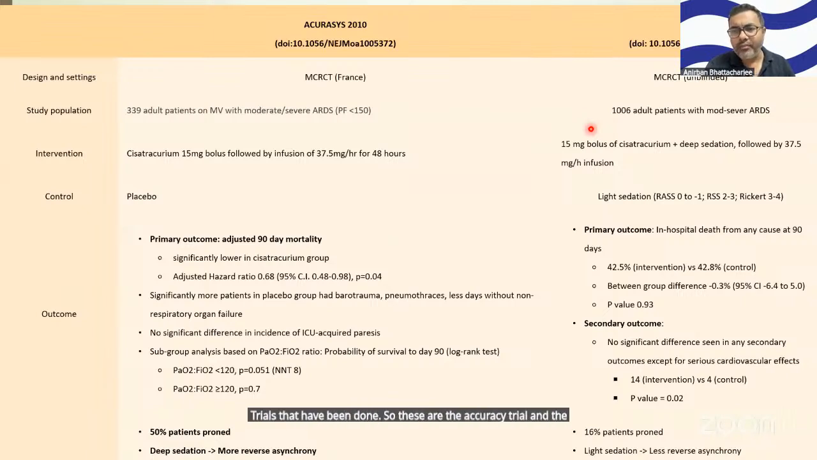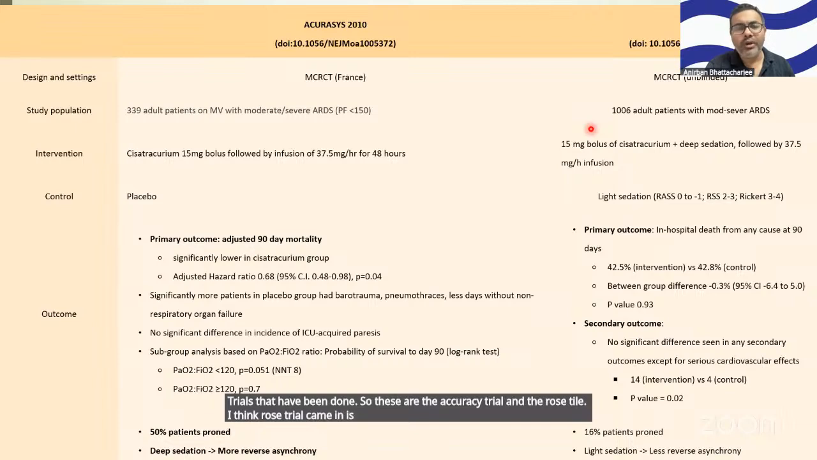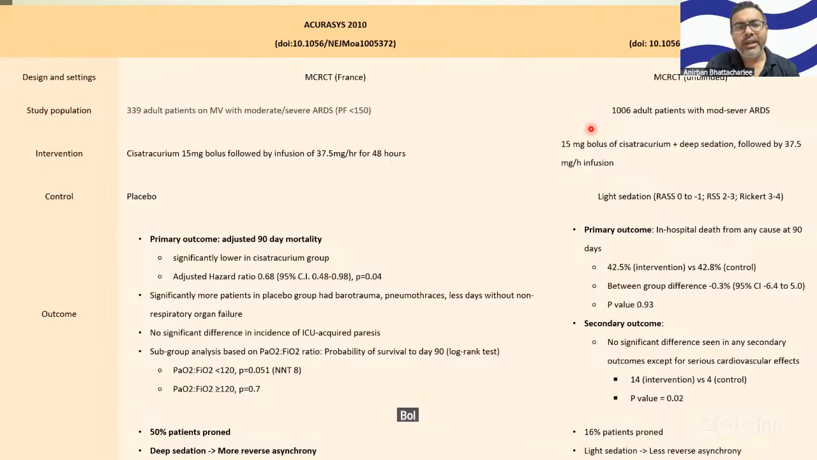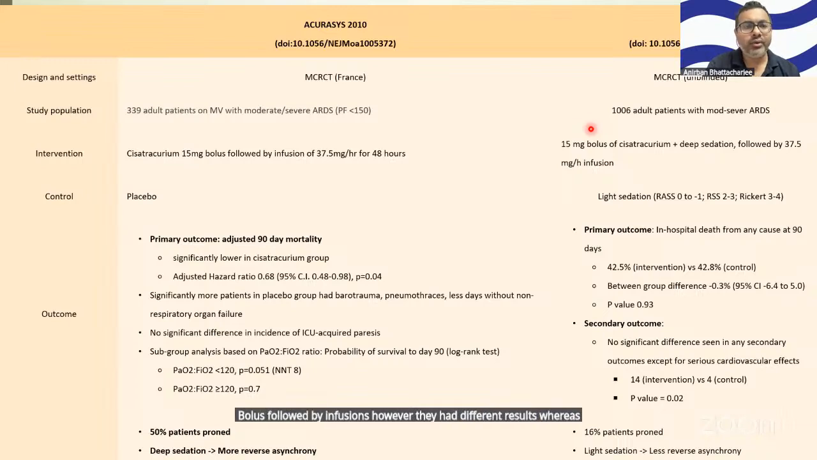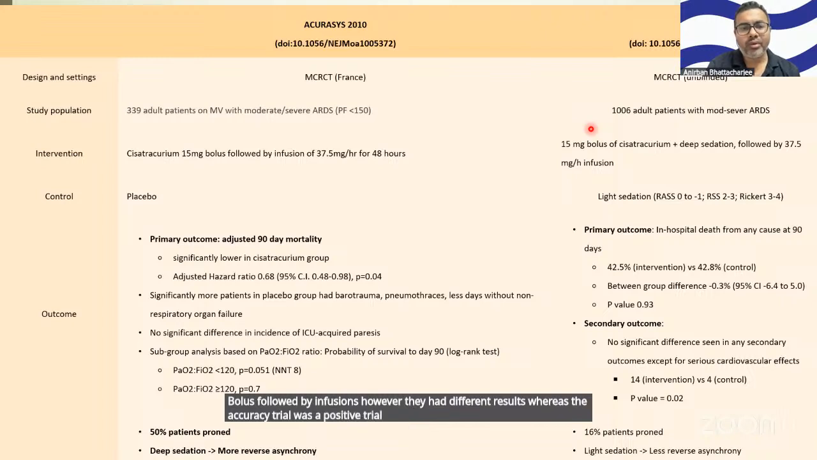I think the ROSE trial is the latest one, 2018 probably. They have tested similar strategies in a similar group of patients. Both studies included patients with moderate to severe ARDS, and they tested cisatracurium bolus followed by infusions. However, they had different results. Whereas the ACURASYS trial was a positive trial where the primary outcome of adjusted 90-day mortality was significantly lower in the patients who received the 48 hours infusion of cisatracurium.